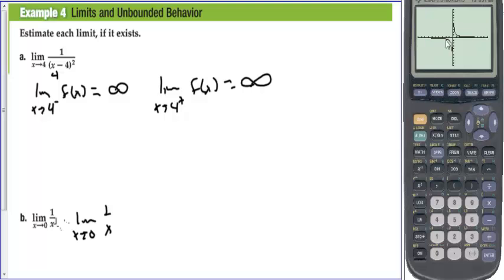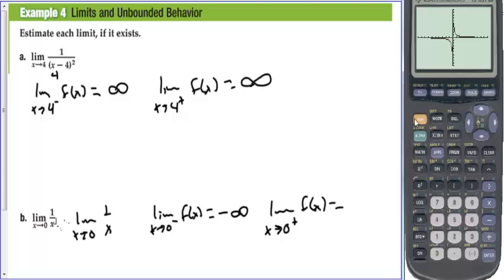Now the left-handed limit is going down to negative infinity. So we say the limit as x approaches 0 from the left of the function is negative infinity, and the limit as x approaches 0 from the right of f of x is positive infinity. As we approach 0 from the right, we're going up to positive infinity. So the limit as x approaches 0 of 1 over x does not exist.